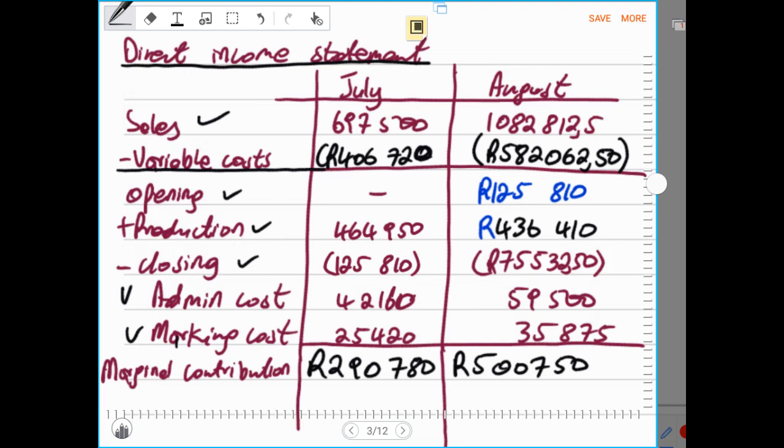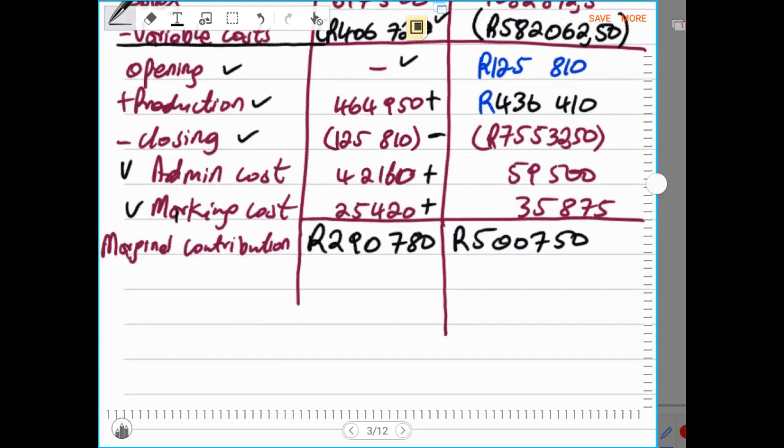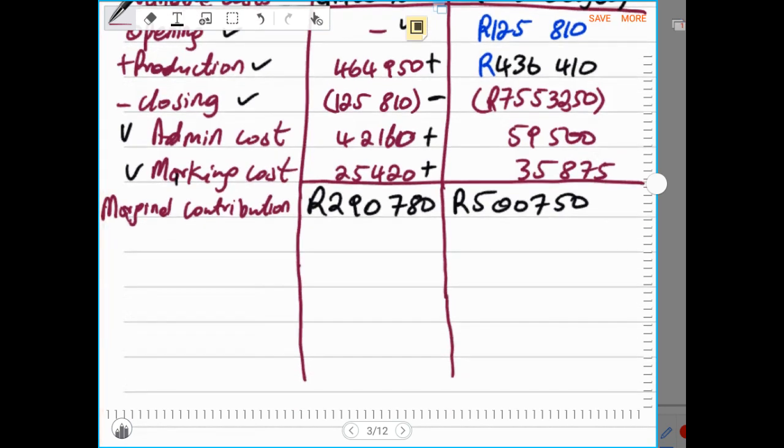Then after you have got all the variable cost, you say opening plus production minus closing plus variable cost, that will give you the total variable cost. Then you say sales minus variable cost, that will give you marginal contribution. After you have got the marginal contribution, there's only one element of the cost that has not been accounted for. Fixed costs have not been accounted for. Therefore we say less fixed cost, all the costs that are fixed.